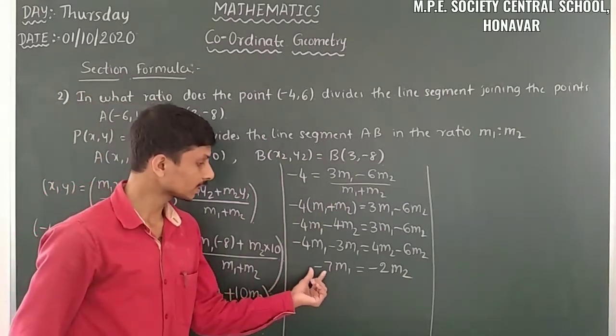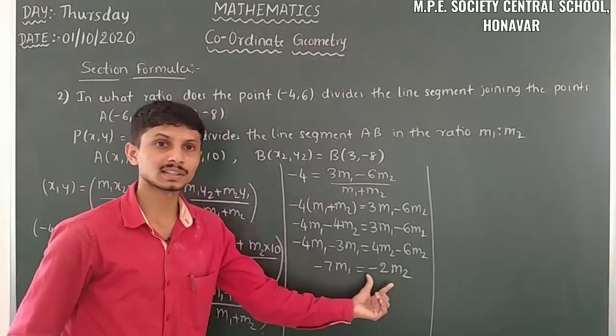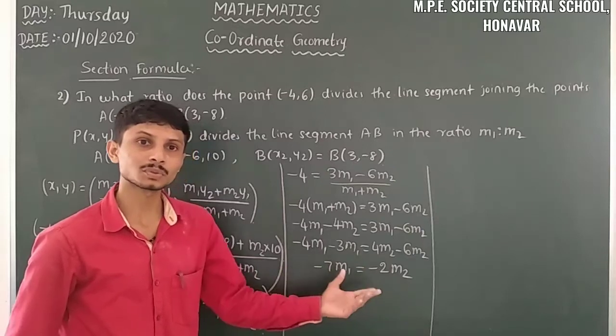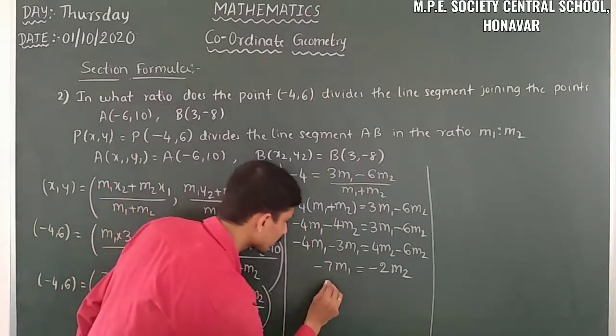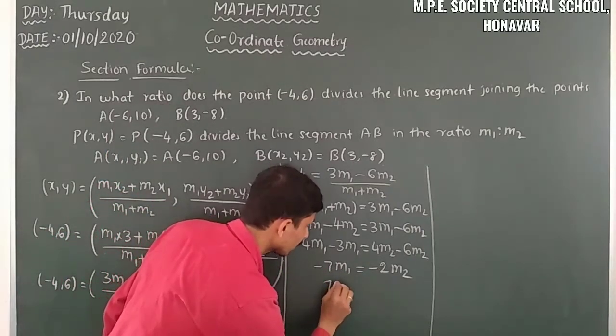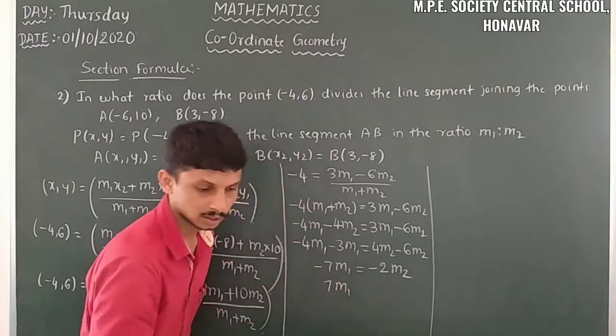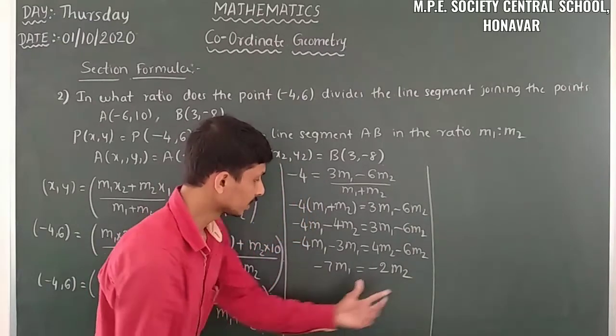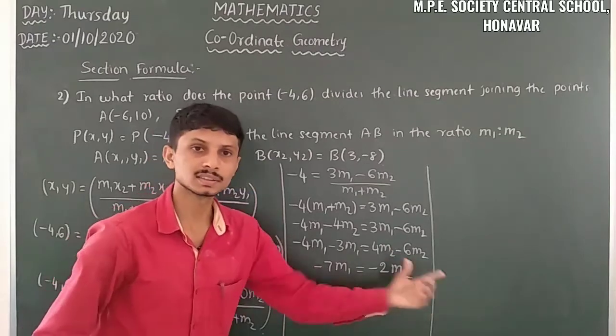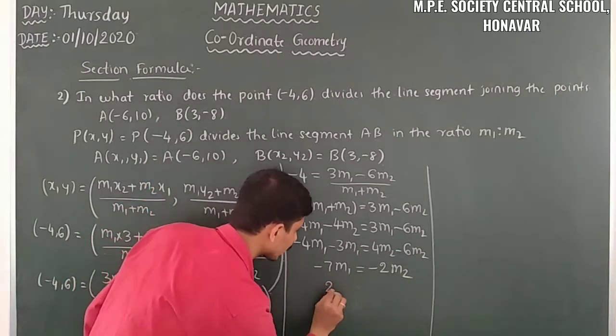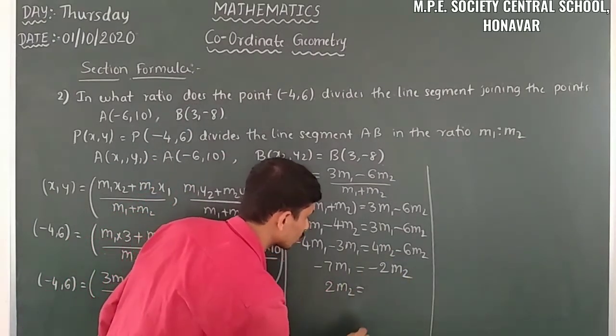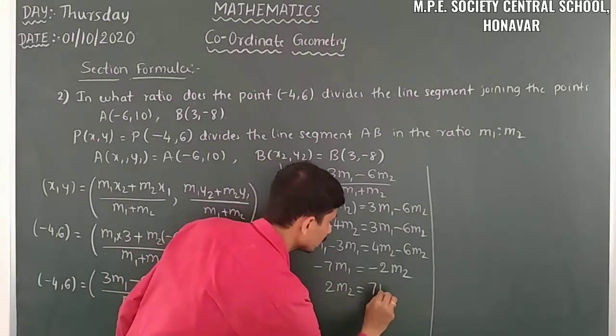Here it is also a negative sign, here it is also a negative sign. So after transposing, those two vanish. That's why we can take it as 7m1 is equal to 2m2.